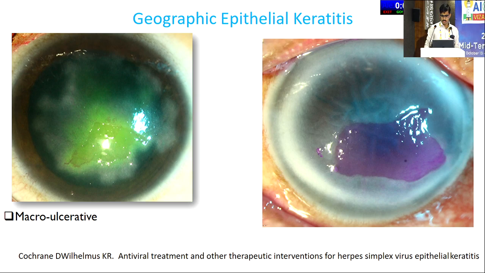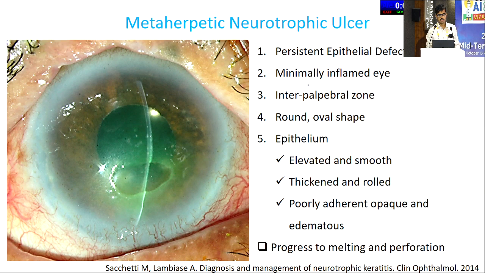You have to differentiate it from a persistent epithelial defect or a neurotrophic ulcer, because the entire treatment plan will be different. Here it is due to the active virus, whereas in the case of a neurotrophic ulcer it is due to denervation. Right. Then the next one is neurotrophic ulcer.